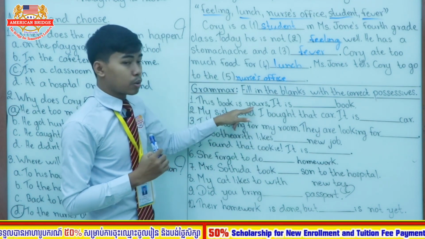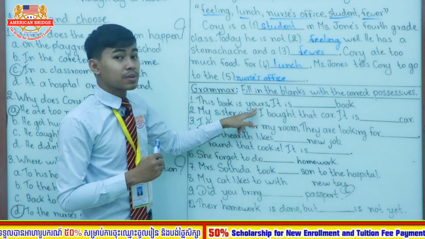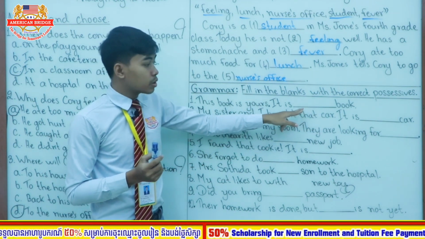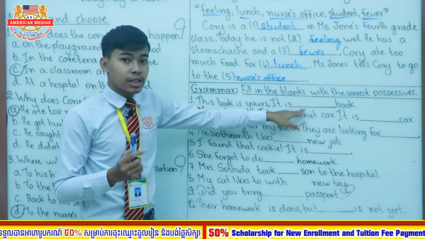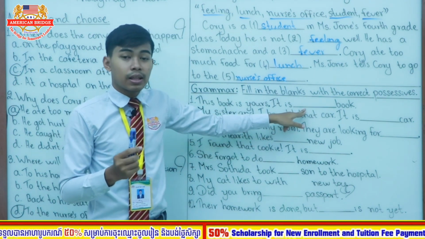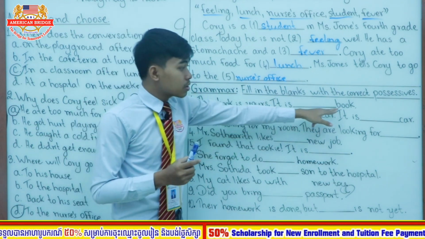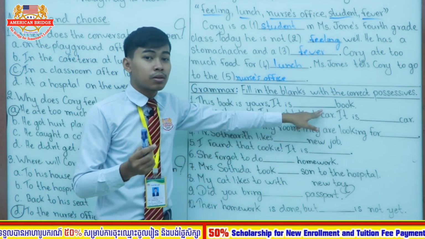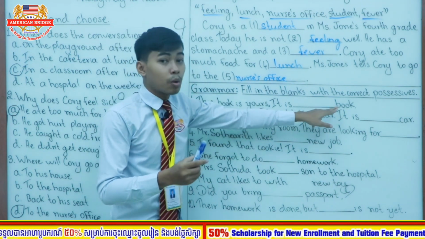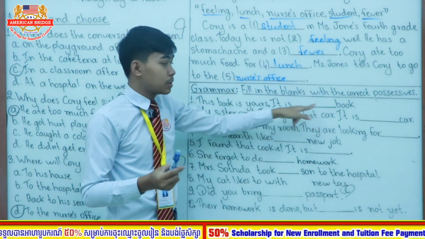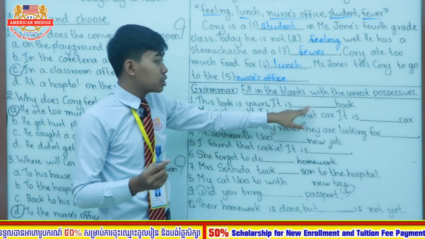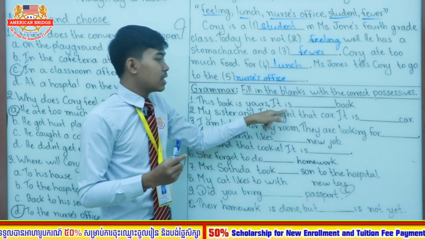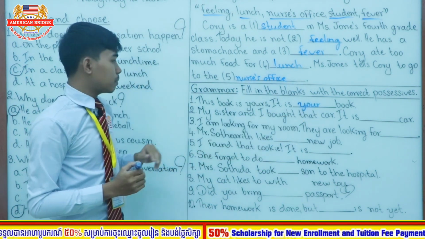This book is yours. So here, yours is the possessive pronoun, right? This book is yours. It is blah blah blah book. So what should be the answer here? Like I told you, the possessive adjective always comes before the noun. Here, book is the noun, right? So you cannot use a possessive pronoun. You cannot say it is yours book. No, you have to use the possessive adjective. It is your book, because your is the possessive adjective and it comes before a noun. You see the noun here. So it is your book. So let's go to number 2.